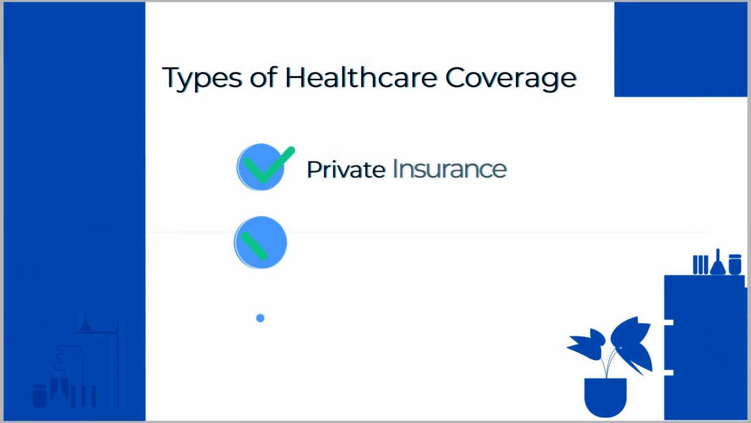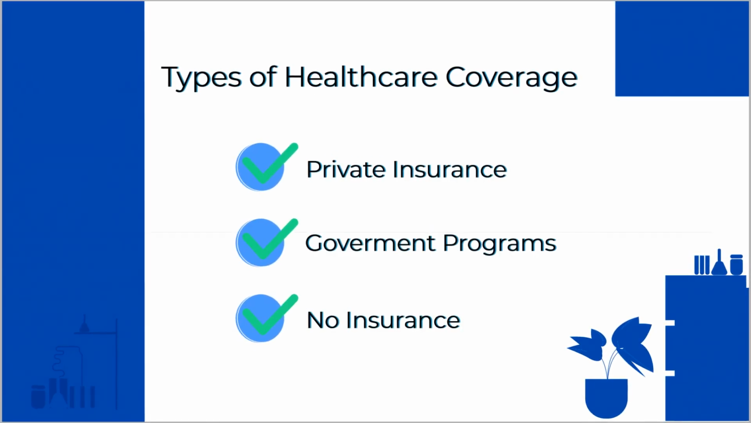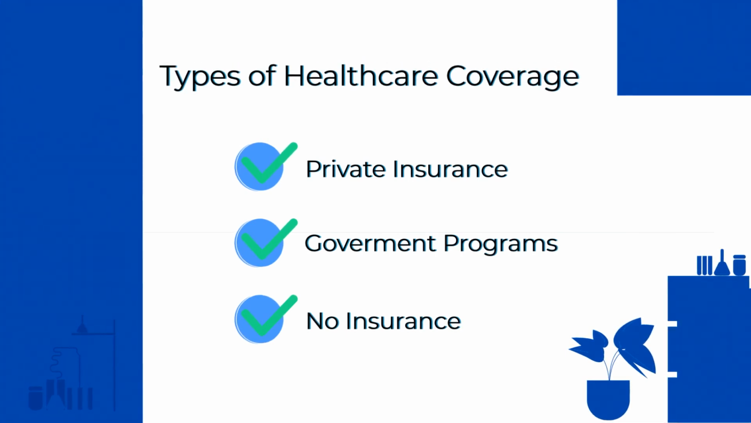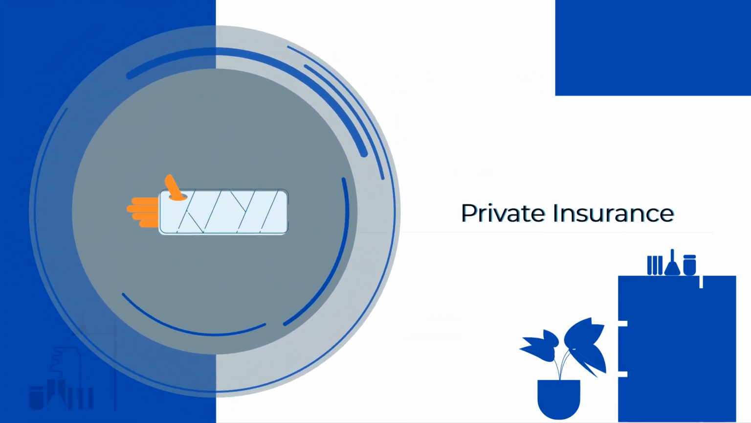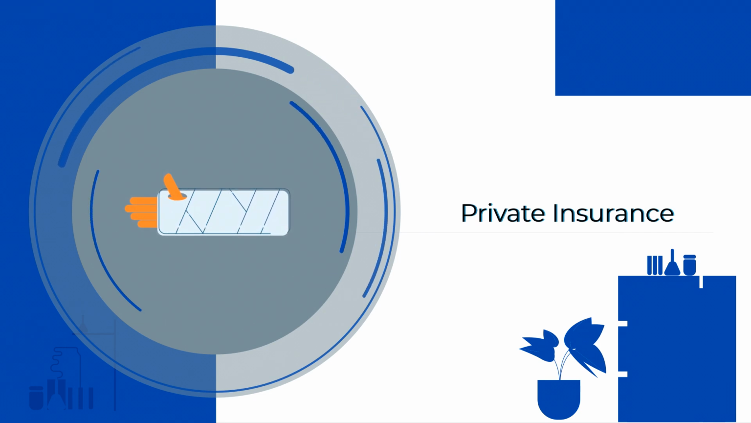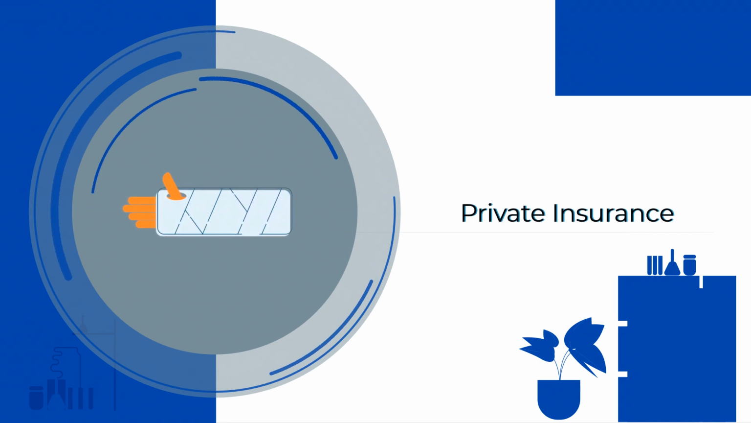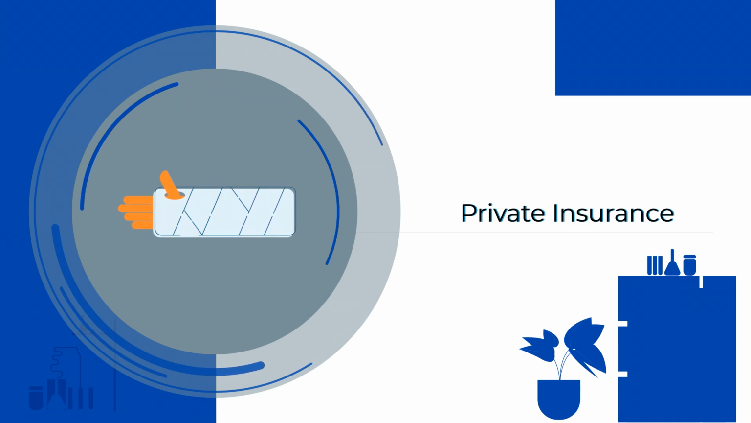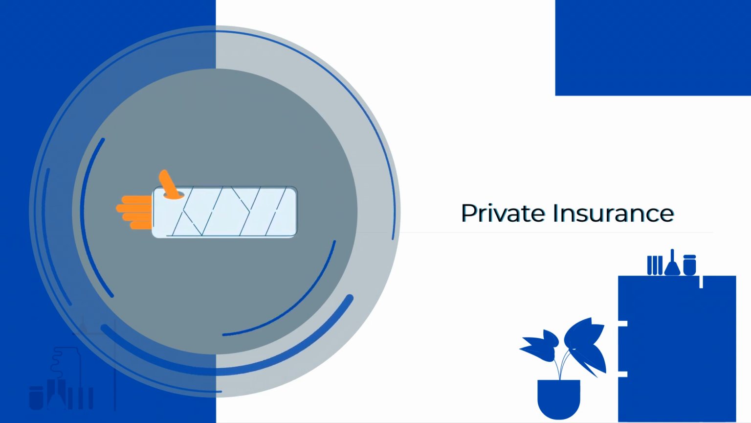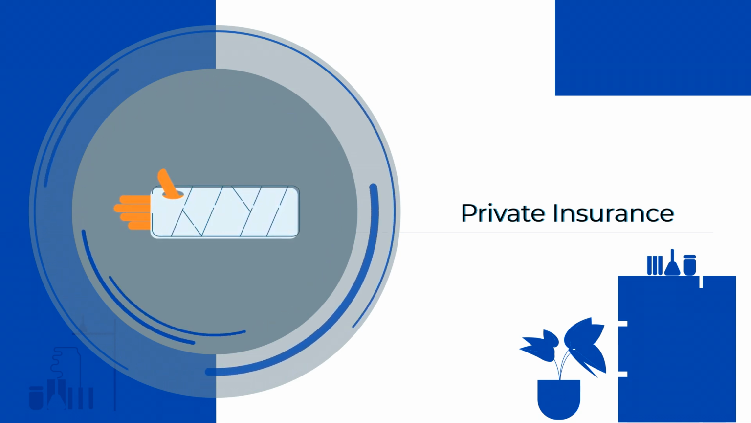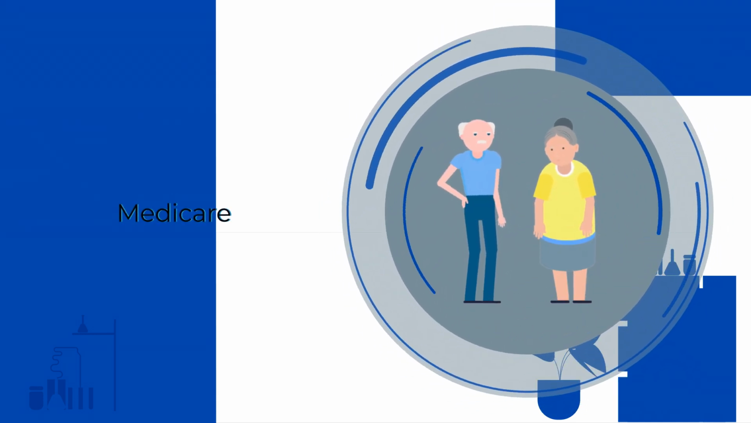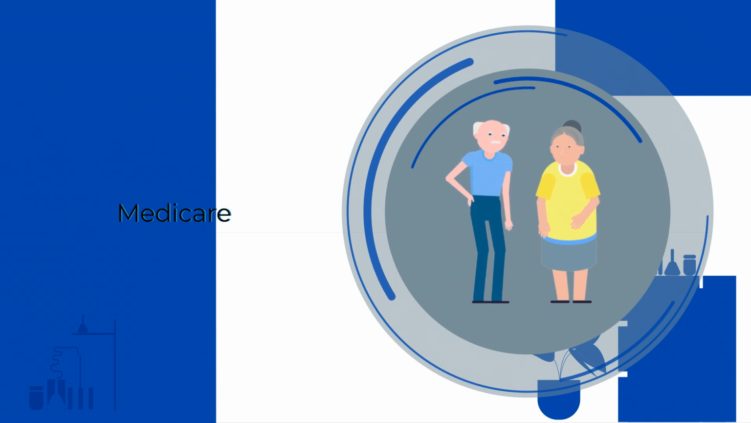Healthcare coverage generally falls into three categories: private insurance, government programs, and no insurance at all. Private insurance includes plans like Blue Cross Blue Shield. These can be employer-sponsored or purchased individually, and coverage varies depending on the contract. Government programs include Medicare and Medicaid. Medicare is for people 65 and older, those with certain disabilities, and people with end-stage kidney disease.